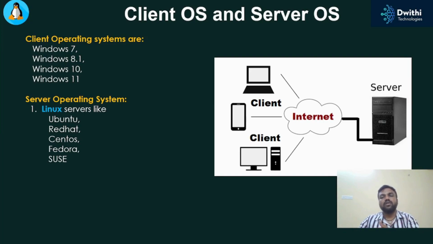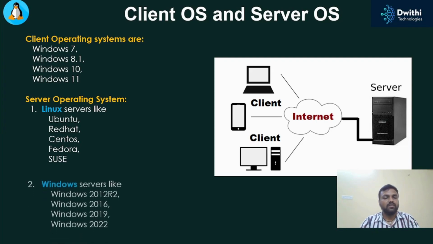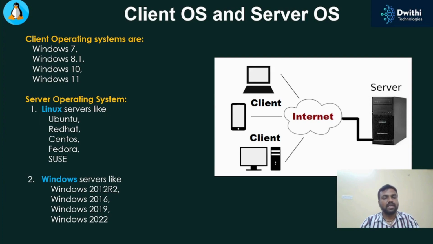And on a server, if you try to install a particular OS called Windows Server 2012 R2, okay, we'll call it Windows Server. We will have different versions: 2012 R2, 16, 19 and 22. On one particular machine, if you install any of these OS versions, that is called Windows Server.